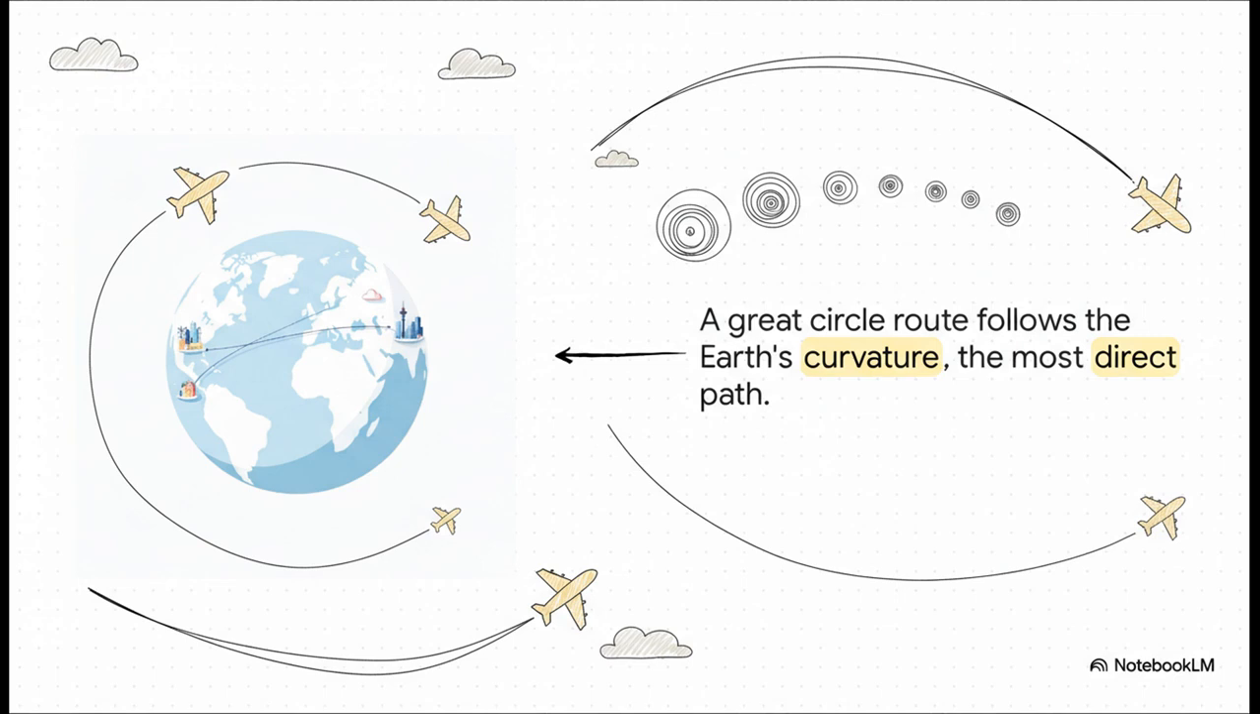And this is what it looks like in practice. Pilots are literally following the Earth's curvature. That arc isn't a detour. It's the most direct path between two cities on our planet.